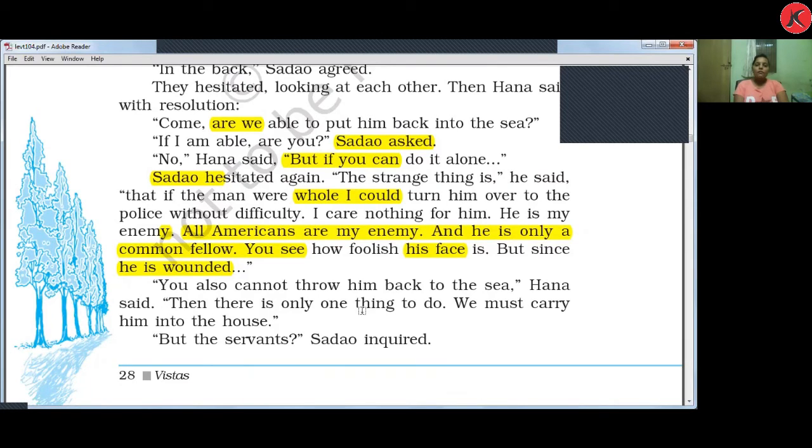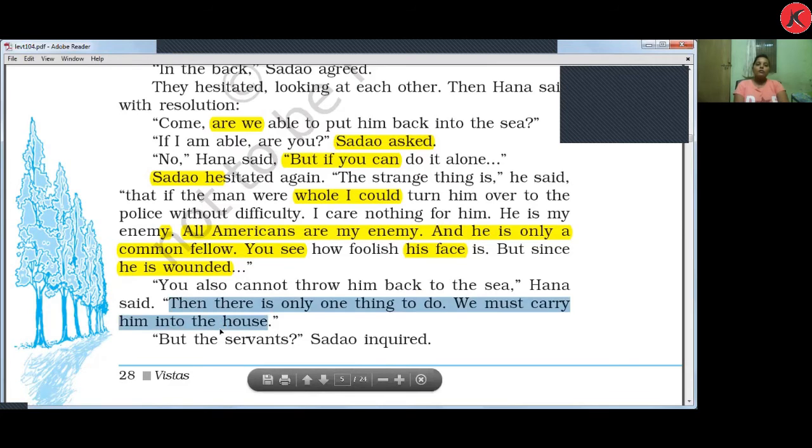Then there is only one thing to do. We must carry him into the house. Okay. So there are three options. One option, if they are patriotic and if they are thinking that all Americans are my enemy, then they have to hand him over to the police. And the second option is that they have to throw him back to the sea.